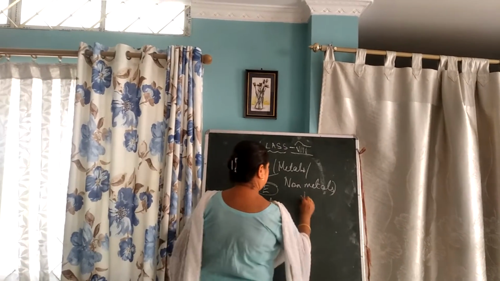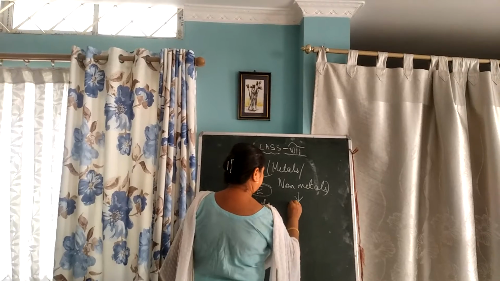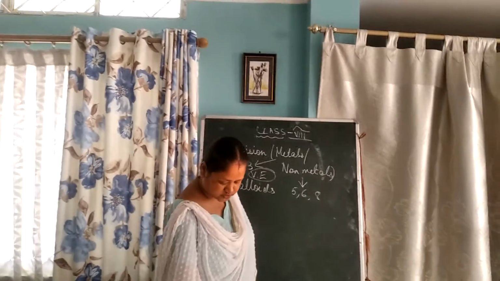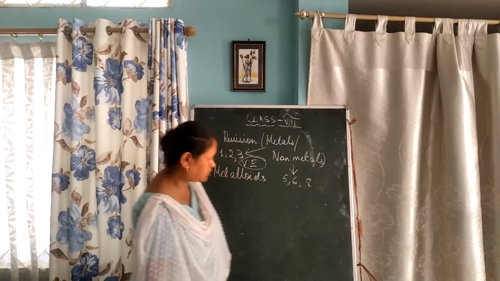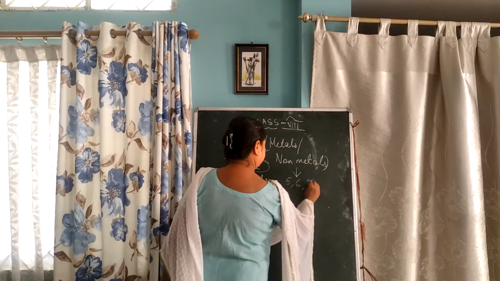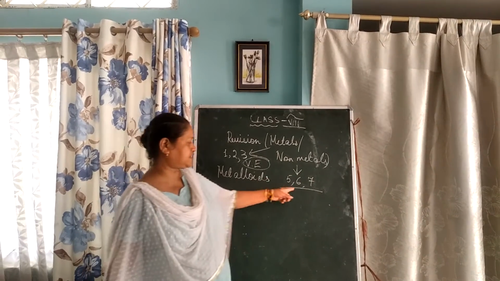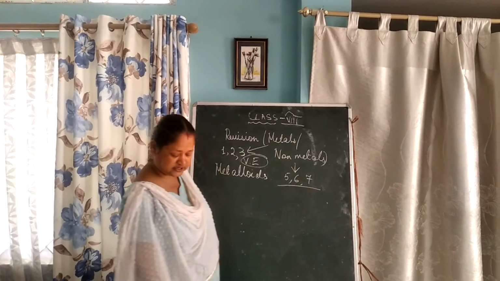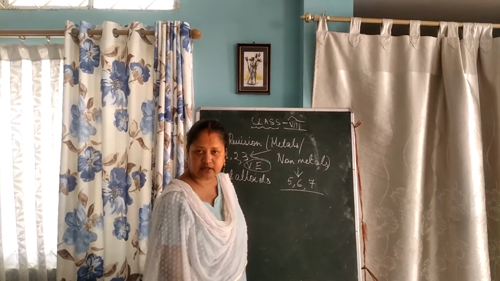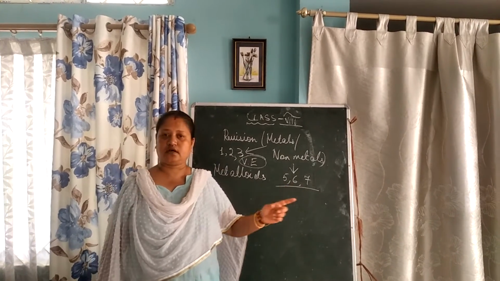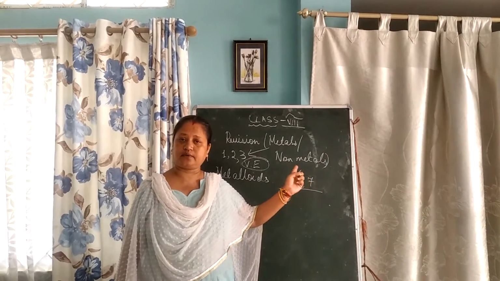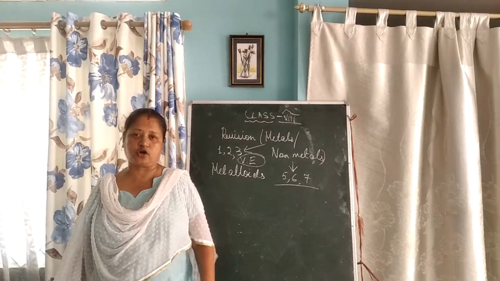And when they contain 5, 6 and 7 valence electrons, then they are considered non-metals. Not 8, because 8 will be your octet, no? So when they contain 5, 6 and 7 valence electrons, they are considered to be non-metals. Like oxygen, it has 6 valence electrons, that is why oxygen will be considered a non-metal.